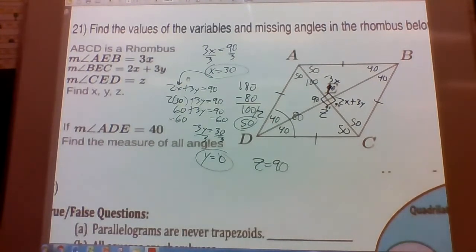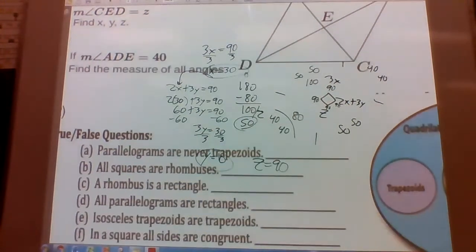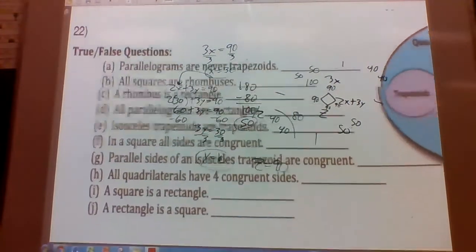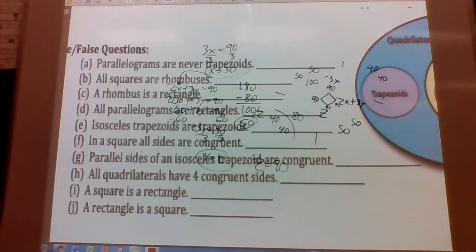All right, and then the last one is 22. Bring it back out.